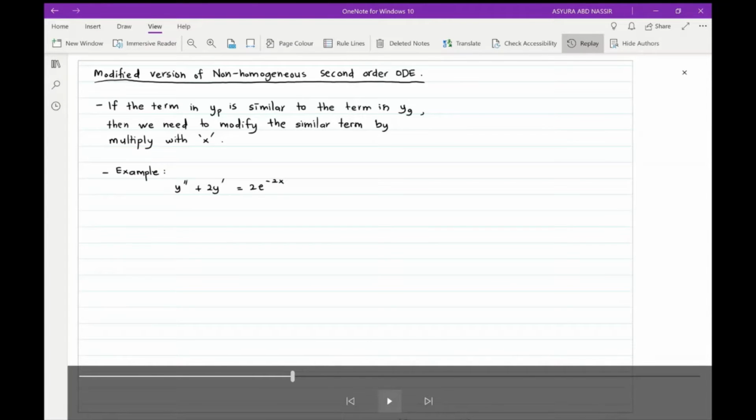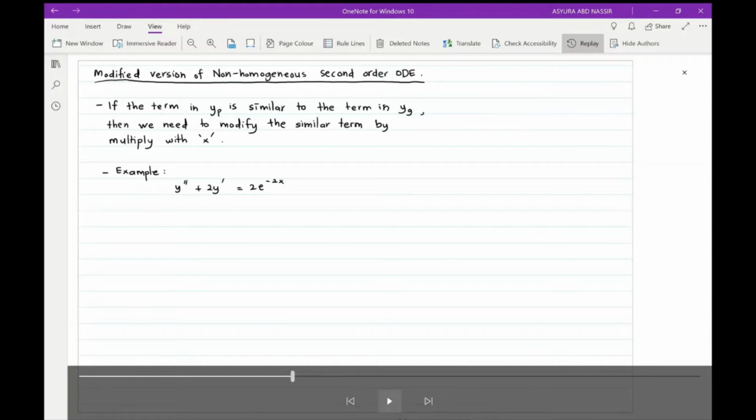Okay, so what is the modified version? If the term in yp is similar to the term in yg, then we need to modify the similar term by multiplying with x. Meaning, in this case, you cannot have the same term in the function of yp and yg.